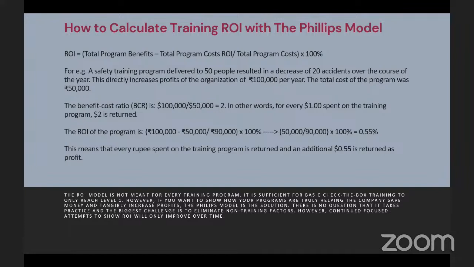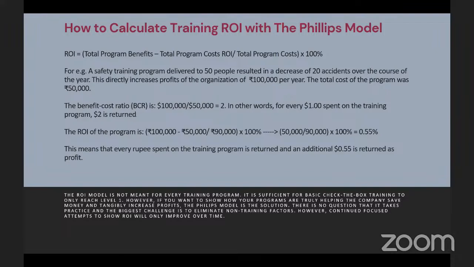So basically, for every rupee you have spent, you get two rupees in return. So the ROI of this program is 1 lakh minus 50,000. And when you see, you have almost got a return of 0.55%. And that's how you come to know that your training program has helped you out. And in return, you will come to know that you have got a 0.55% profit because of your training program, which you gave to 50 people.